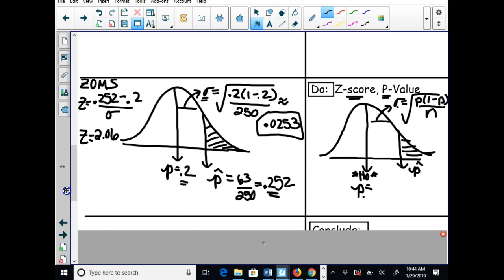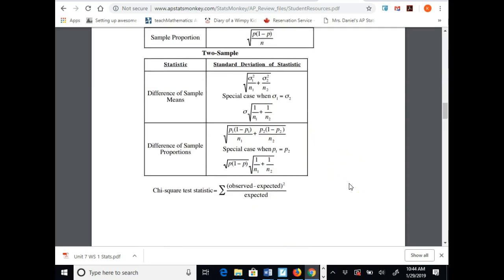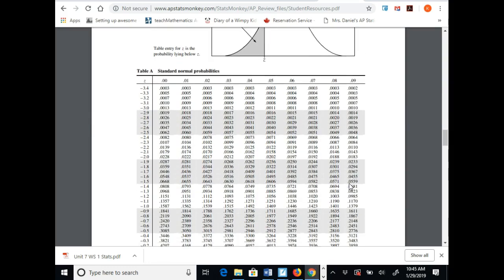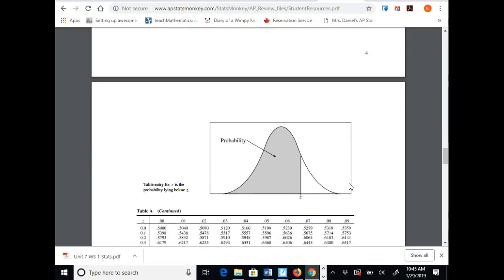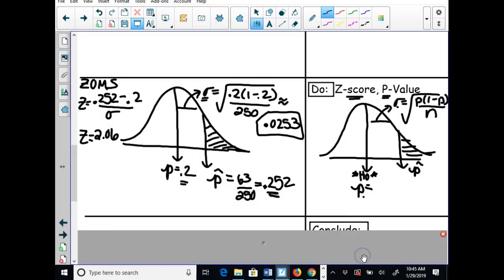A lot of my class from first semester know how to use their calculator to do that. But in case you don't know how to use your calculator, you can go to your formula sheet. You go to your z-score of 2.06, which is 0.9803.